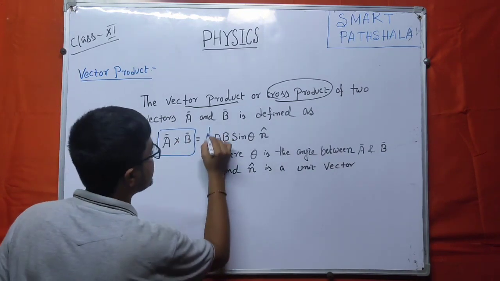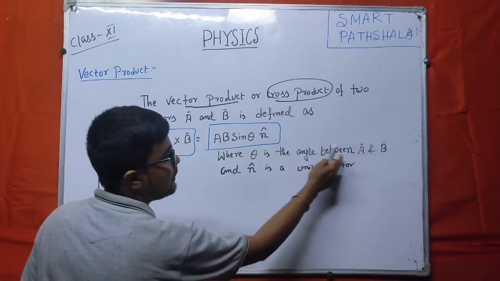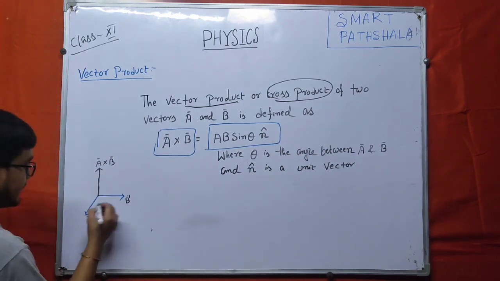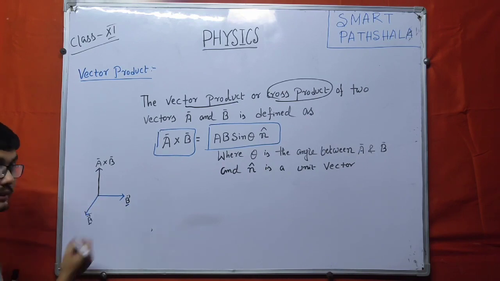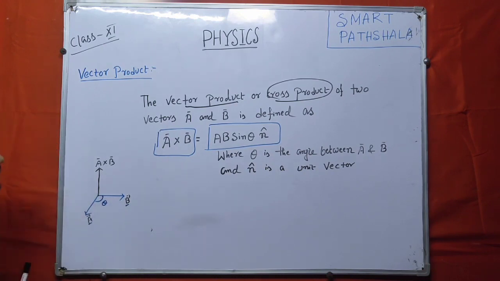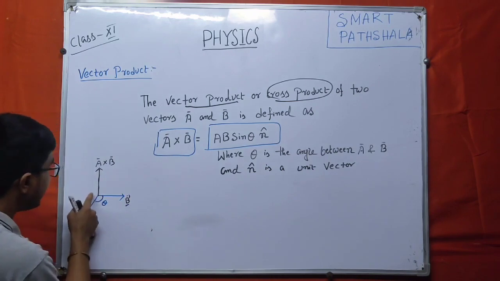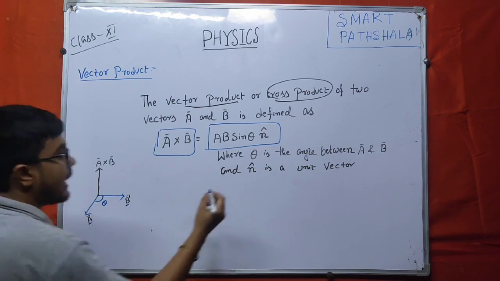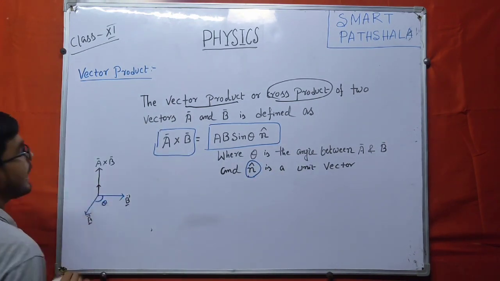What is the value of a cross b? A cross b is equal to ab sin theta n cap, where theta is the angle between a and b and n cap is a unit vector. Let us see that here two vectors a and b are represented by two axes. The angle between them is theta. Then a cross b will be perpendicular to both a and b, that is in this direction, and n cap is a unit vector along a cross b.